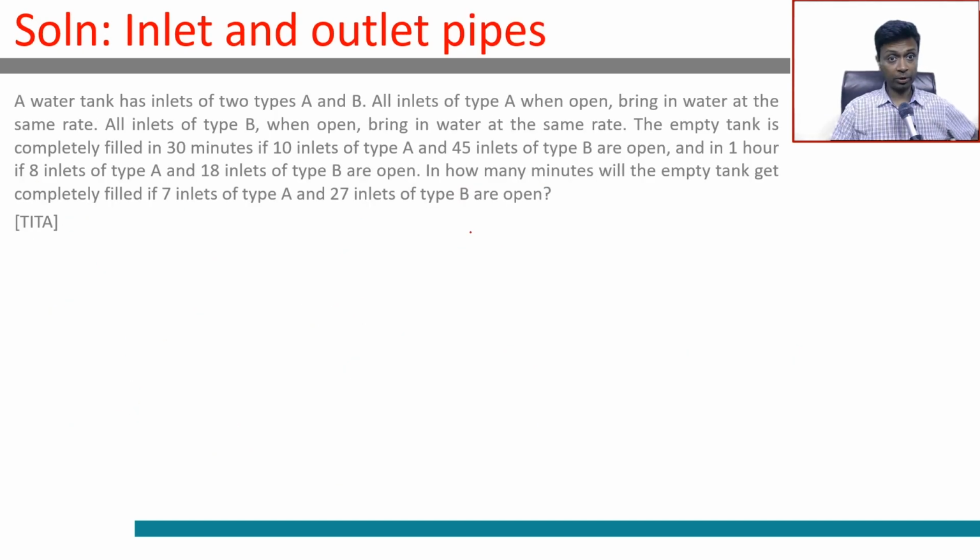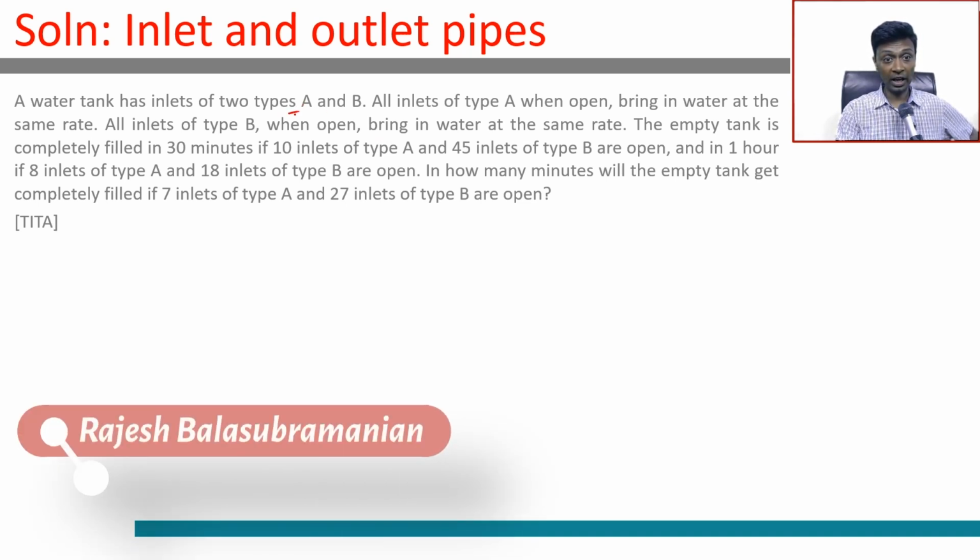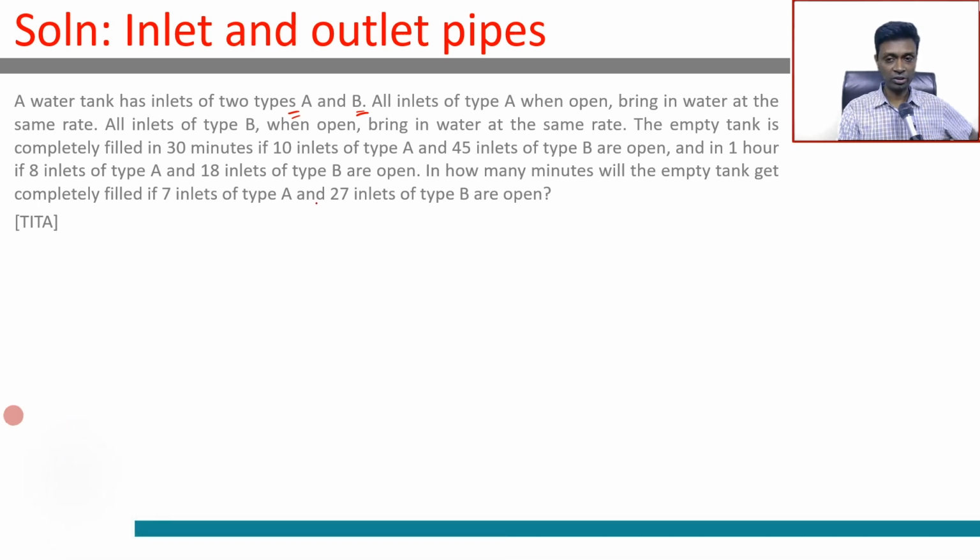Inlet and outlet pipes. A water tank has inlets of 2 types, A and B. All inlets of type A when open bring in water at the same rate. All inlets of type B when open bring in water at the same rate. The empty tank is completely filled in 30 minutes if 10 of type A and 45 of type B are open. We're going to assume A is the rate at which inlet A fills, B is the rate at which pipe B fills.